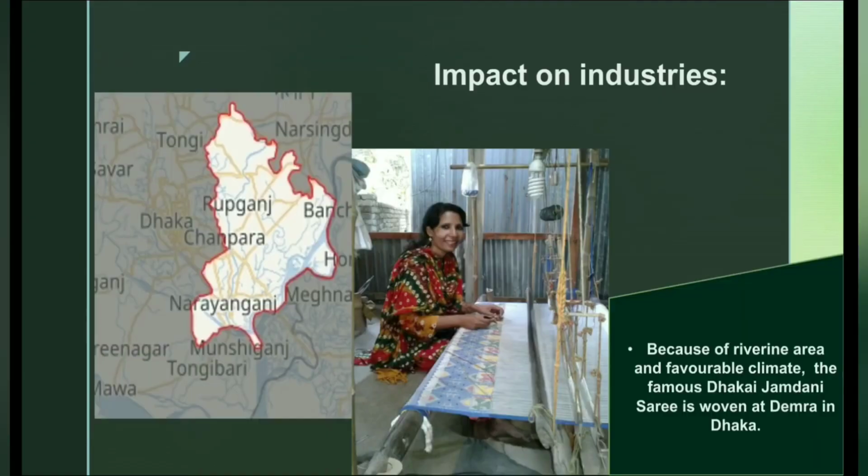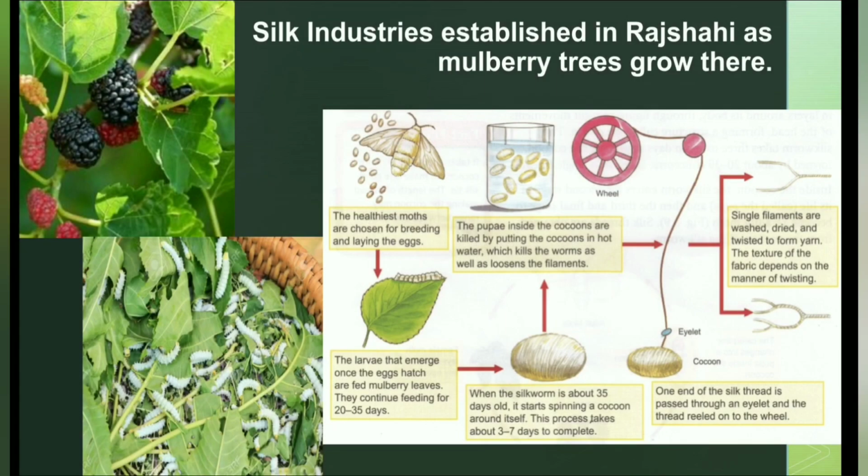Now we will see the impact on industries. So there is a picture of a weaver who is weaving a sari. Because of the riverine area and favorable climate, the famous Dhakai Jamdani sari is woven at Demra in Dhaka. So there is a map showing this area. Another example is silk industries. Silk industries were established in Rajshahi as mulberry trees grow there.